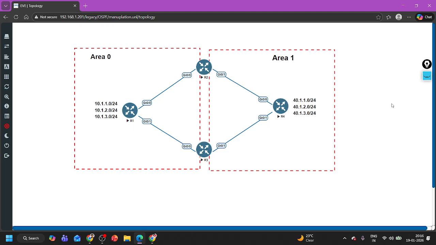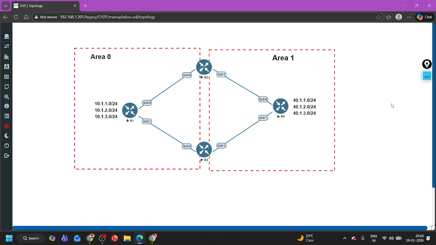Because interfaces are present in different areas. So router 2 knows I am the ABR, but how will router 1 understand that router 2 or router 3 is ABR? Through LSA 1. In LSA 1, the ABR router is going to turn on the B bit, right? So when router 1 receives the B bit on LSA 1, it will understand that this router LSA is coming from an ABR router. And router 1 will calculate the cost to reach the ABR.